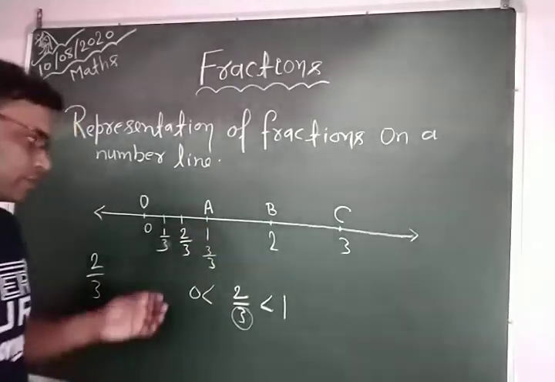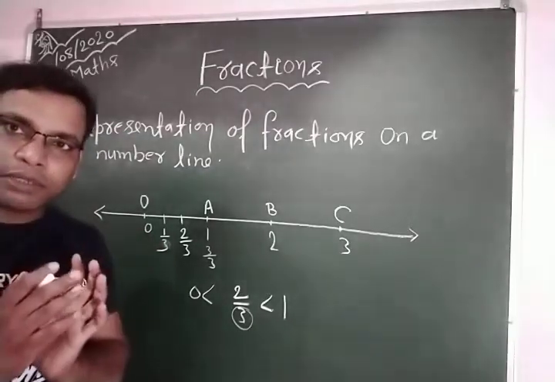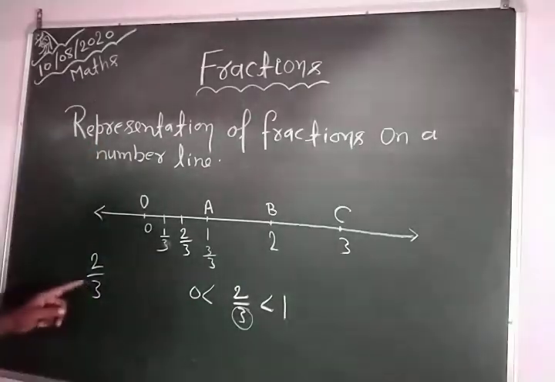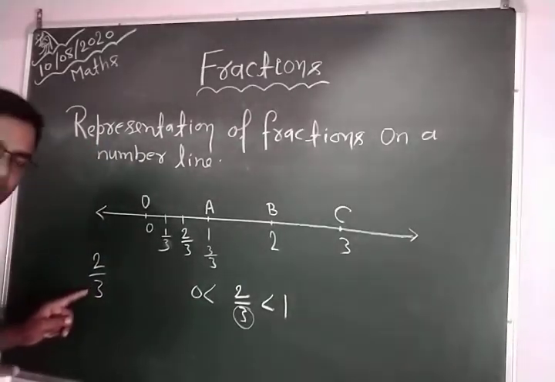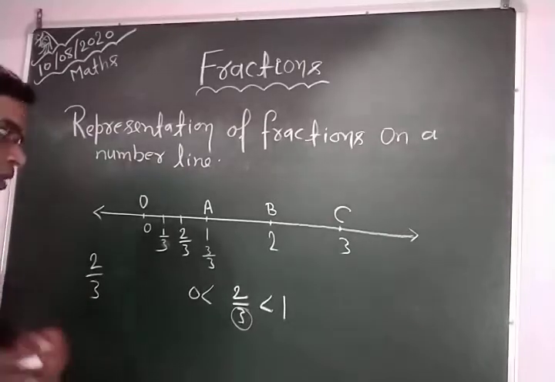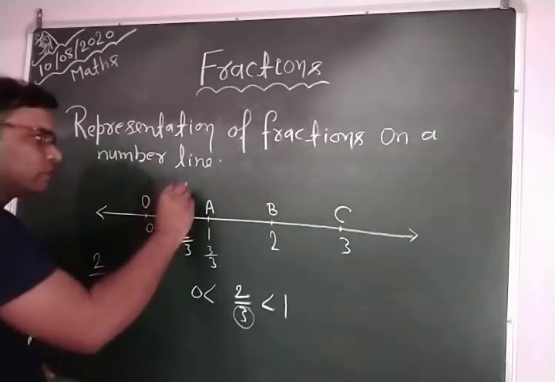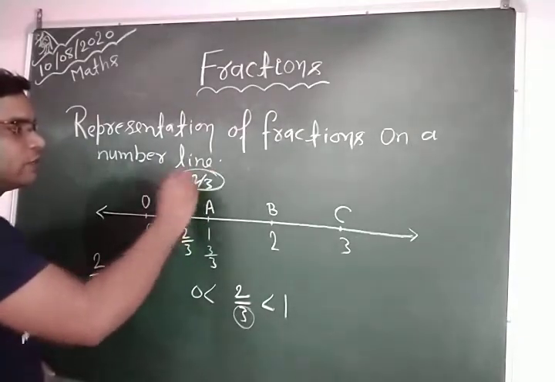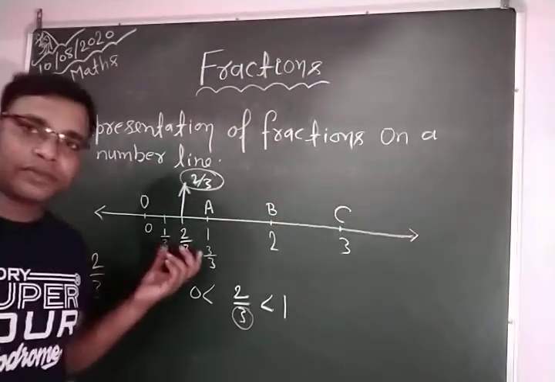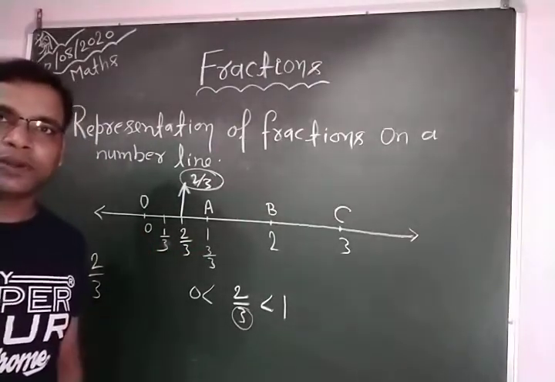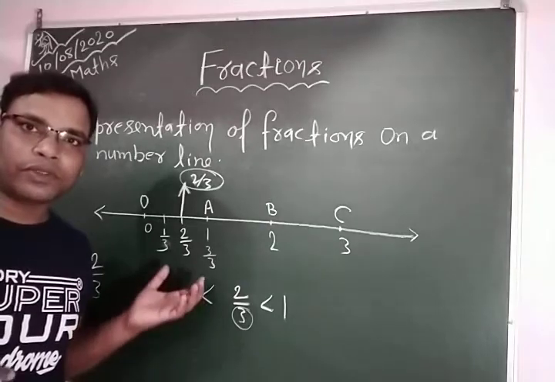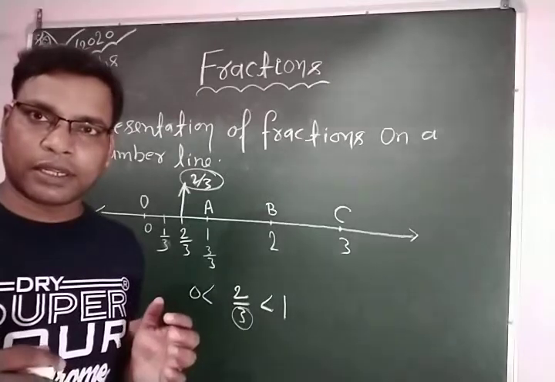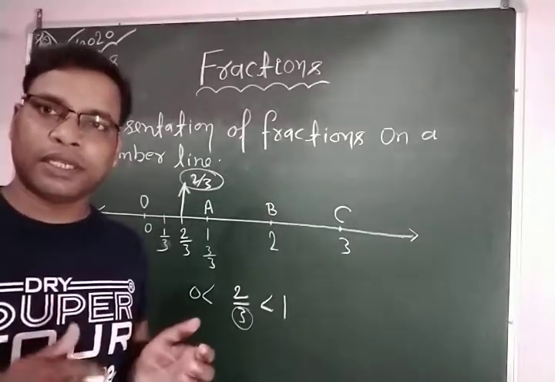So we divide the line segment between 0 and 1 into 3 equal parts, because in this fraction the denominator is 3, and we take 2 parts. This is 2 parts, so this is 2 by 3. We have represented the fraction 2 by 3 on the number line. Now we can take another example and represent another fraction on this number line.